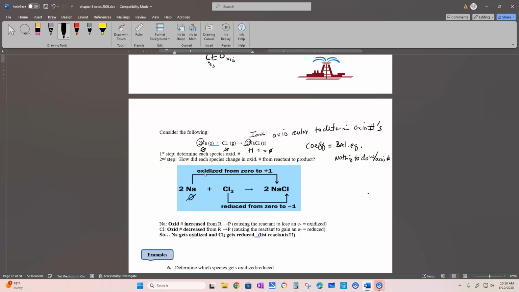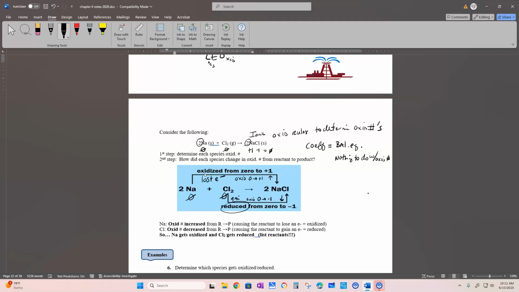If sodium went from 0, he was perfect, to +1, that means he lost electrons. And notice his oxidation number went from 0 to +1. His oxidation number increased. Chlorine was perfect and went to -1. He gained electrons. He was reduced. His oxidation number went from 0 to -1, so his oxidation number went down.